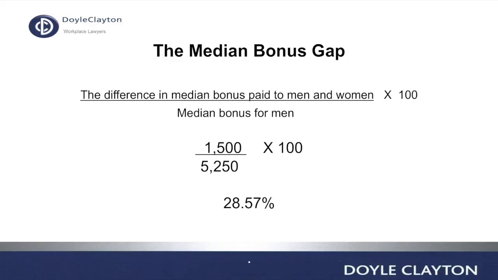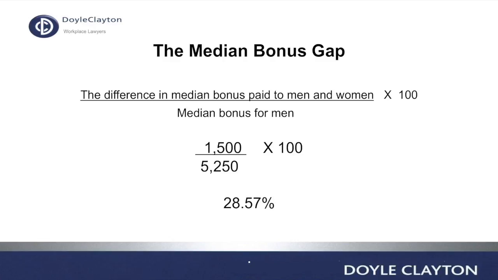Verity can now calculate the median bonus gap. The median bonus gap between male and female employees at Dayton's is the difference between the median bonus figure for men and the median bonus figure for women, expressed as a percentage of the median bonus figure paid to men. At Dayton's, the median bonus for men is £5,250. The median bonus for women is £3,750. Therefore, the difference in the median bonus paid to men and women at Dayton's is £1,500.